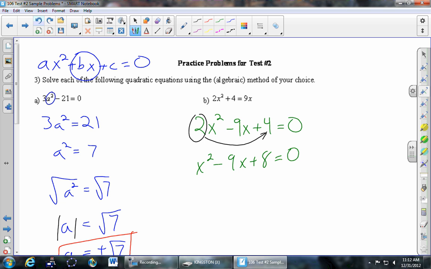Now you can do the product sum thing because in front is a 1. So pause the video here, see if you can find the 2 numbers that give you the product of 8 and the sum of negative 9, and then come back when you've got it.